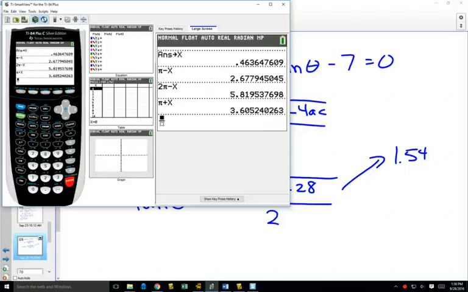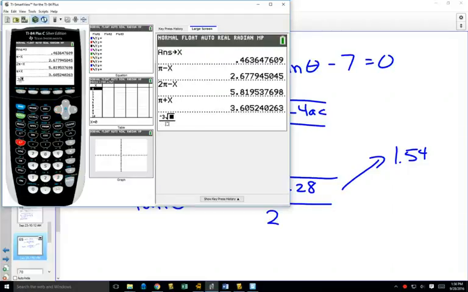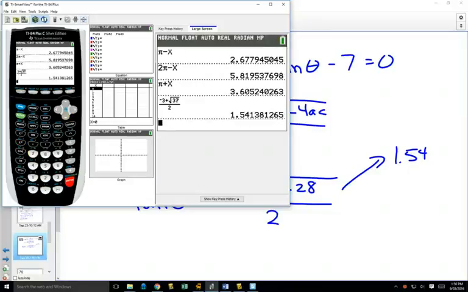And we can write -3 plus the square root of 37 divided by 2. So there's our first answer.